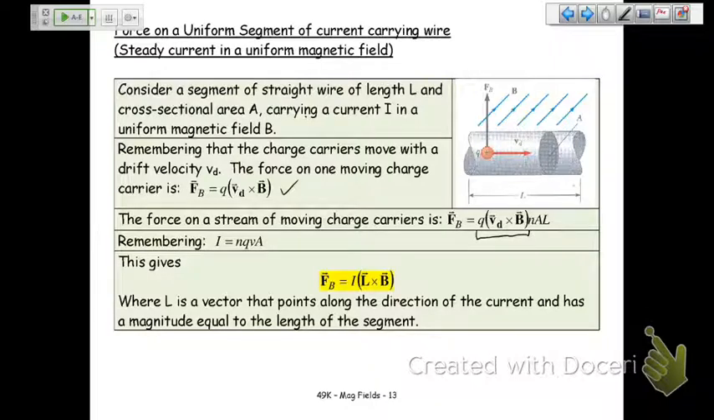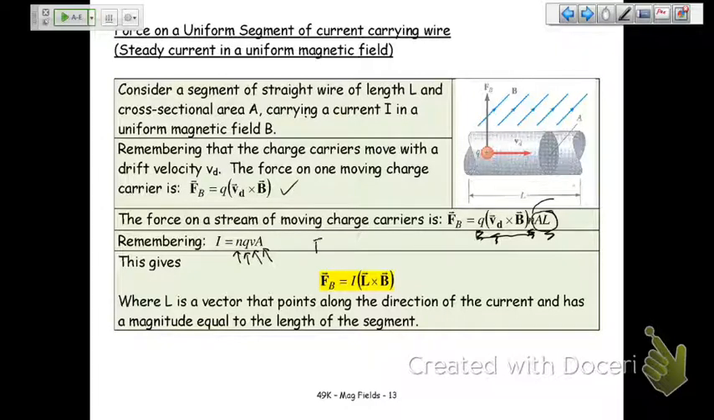multiplied by the number of charge carriers that are moving inside my volume, which is the number of charge carriers per unit volume, times the volume, which is the area times the length of my piece of wire. So if I remember that my current is equal to the number of charge carriers per unit volume times the charge on the charge carrier times the velocity of the charge carriers times the area of the wire, then I get, oh, look at that. There's my n, and there's my q, and there's my v, and there's my A. So I get, oh, the magnetic force on the wire is equal to I L cross B.